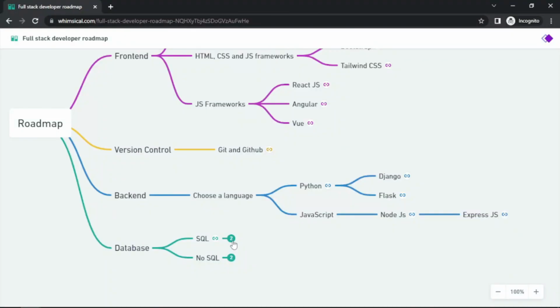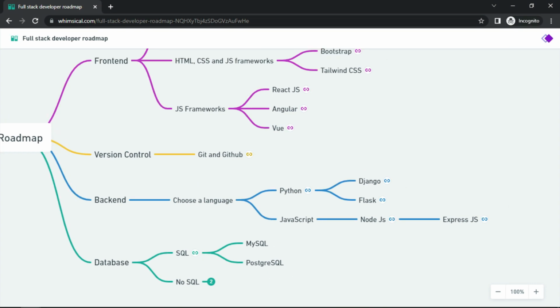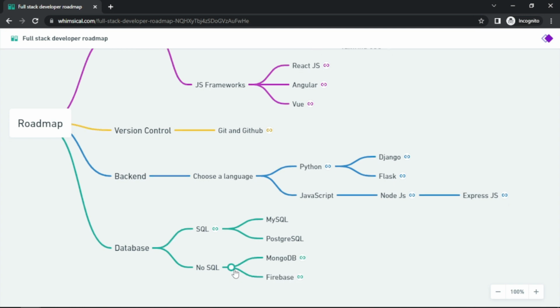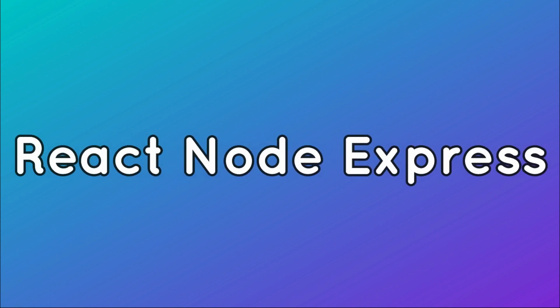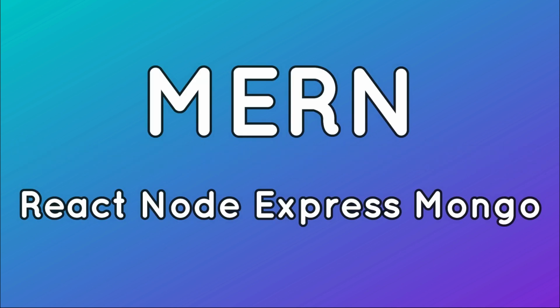Now in SQL you can either use MySQL or PostgreSQL. Both are popular. There are also some more popular choices for SQL, but I have mentioned these two. Now there are two options for NoSQL as well, like you can use MongoDB or Firebase. Now if you choose React.js for the frontend, Node and Express for the backend and MongoDB for database, these things combined are called MERN stack and is one of the most popular stacks for web development nowadays.